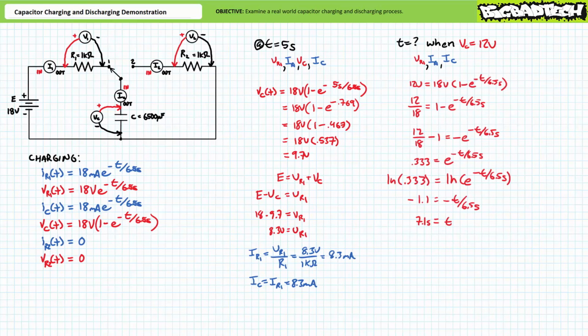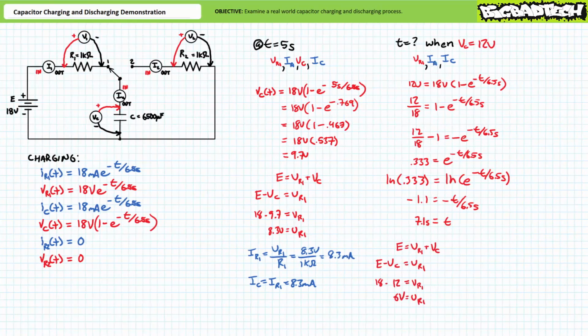For our second set, algebraic manipulation demonstrates the capacitor will have charged up to 12 volts by roughly 7.1 seconds. At this same moment in time, an application of Kirchhoff's voltage law demonstrates R1 experiences the remaining 18 minus 12, or 6 volt drop. An application of Ohm's law demonstrates R1 will experience 6 milliamperes of current, as will the capacitor. There you have it. Not only have we modeled a complete charge process, we know the instantaneous values of electrical properties at specific times.